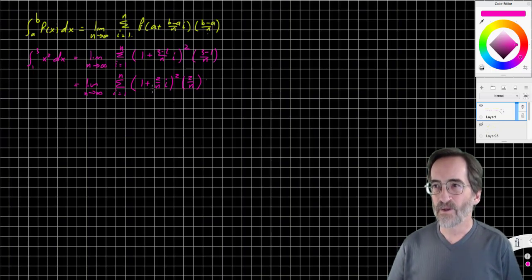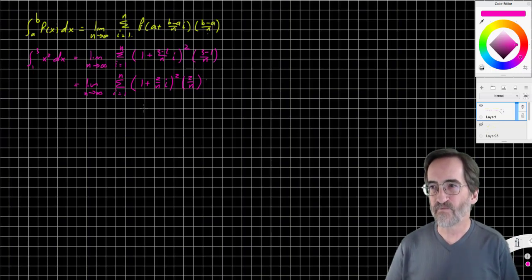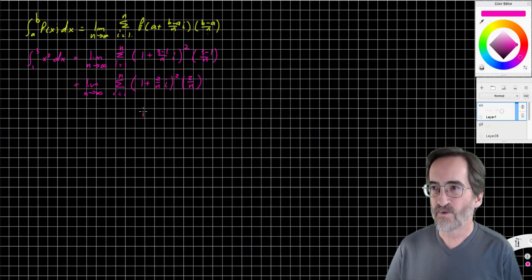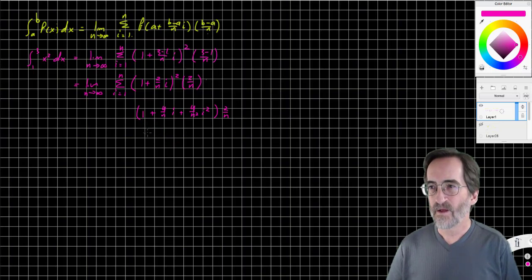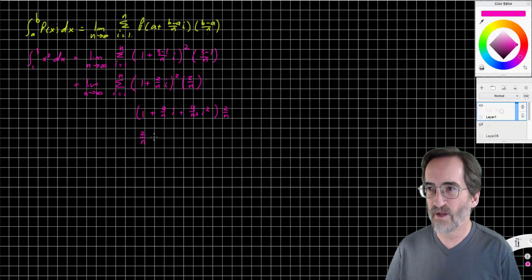Okay, and now let's square that. I'm going to forgo writing the preliminary stuff for a minute here. So squaring a binomial: first squared, plus 2 times the first times the second, 4 over n i, plus the last squared, 4 over n squared i squared, times 2 over n. Then we distribute the 2 over n, so we get 2 over n plus 8 over n squared i plus 8 over n cubed i squared.